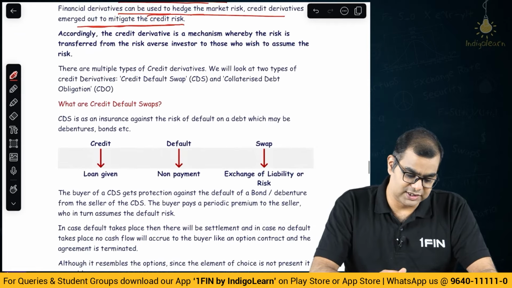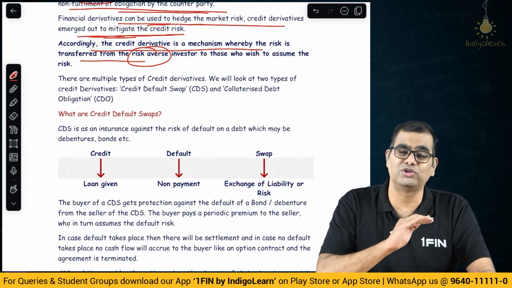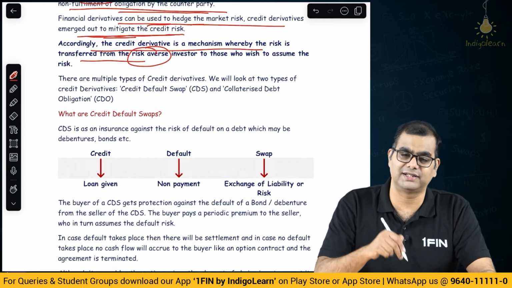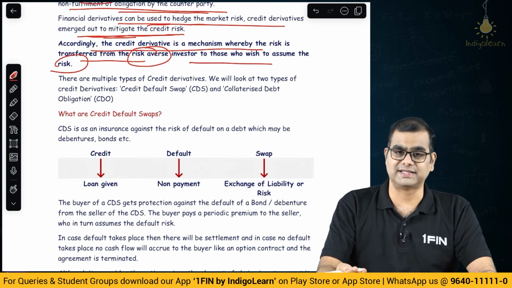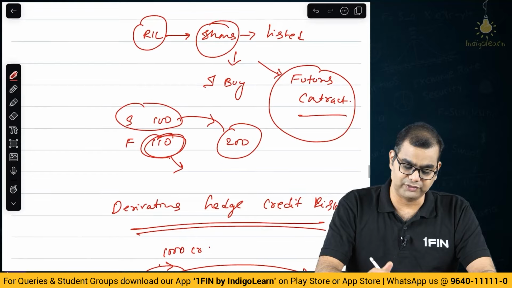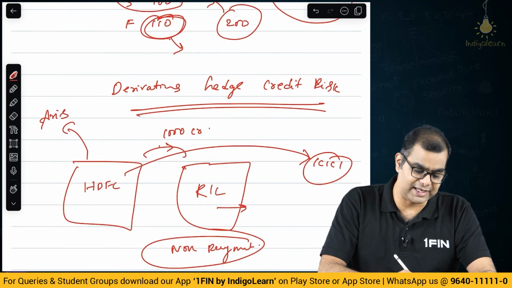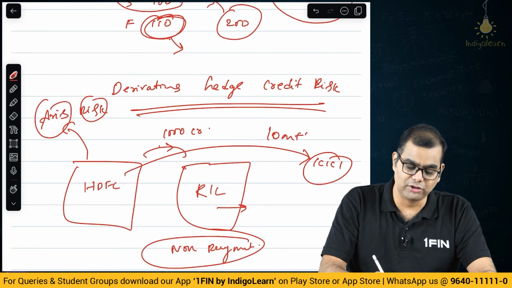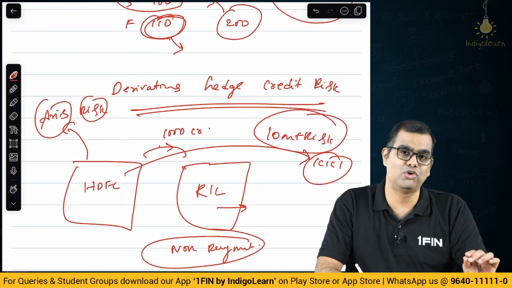Okay. So, this is what a financial derivative, a credit derivative, is. The credit derivative is a mechanism whereby the risk is transferred from the risk-averse investor, someone who does not like the risk, HDFC Bank does not like the credit risk of RIL, to those who wish to assume the risk. They may sell this risk to ICICI, which is basically selling the whole loan, or they may sell it only to Axis Bank. To ICICI, they will sell the loan plus risk, or they can sell only the risk to Axis Bank. How is it done? I will explain.